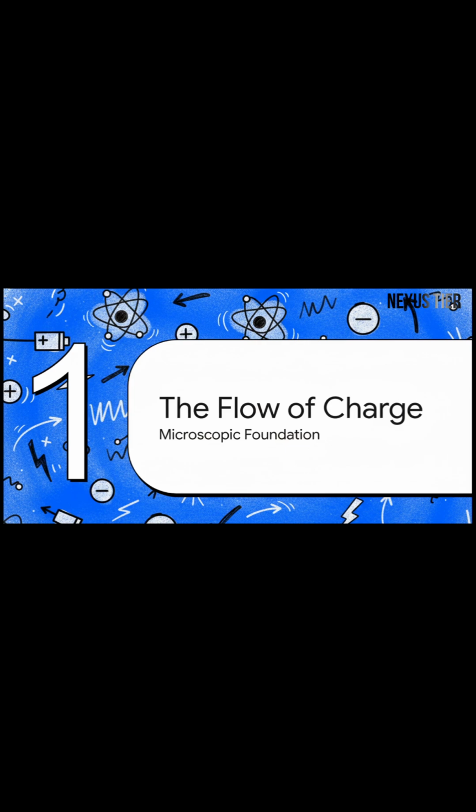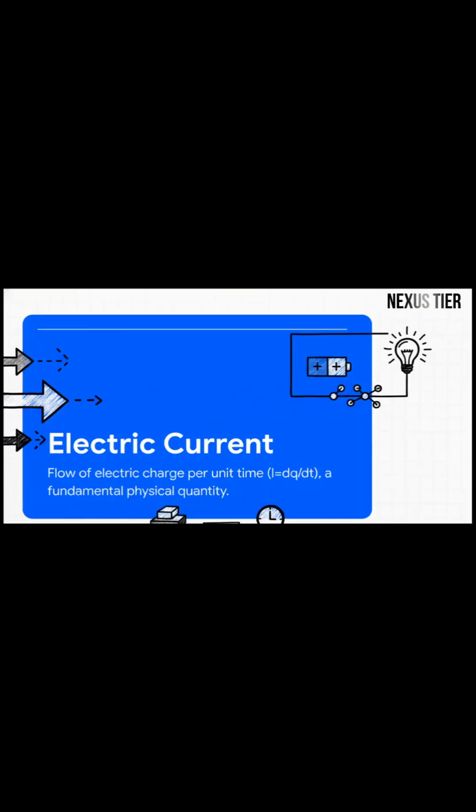Okay, Chapter 1, the flow of charge. To really grasp electricity, we've got to start right at the foundation. What is it at its absolute most microscopic level? Well, at its core, electric current is just the flow of electric charge over a specific amount of time. Mathematically, we define instantaneous current as I equals dq over dt.